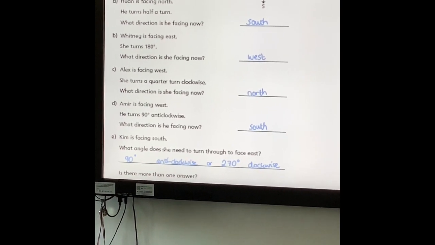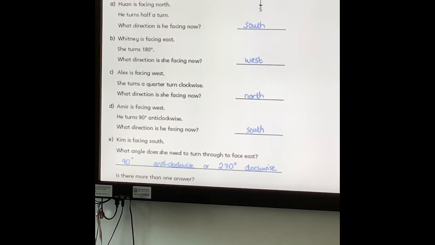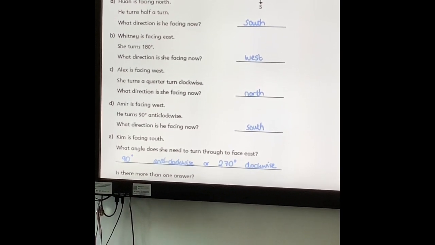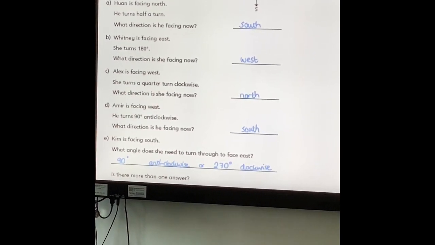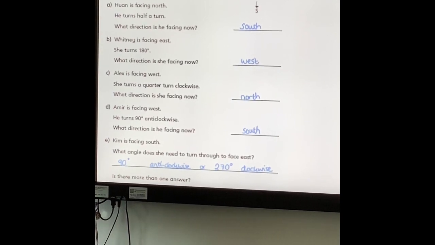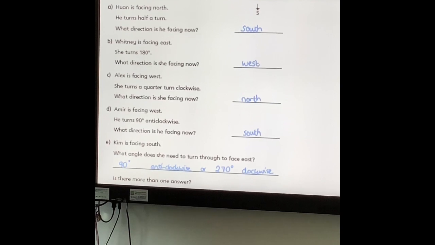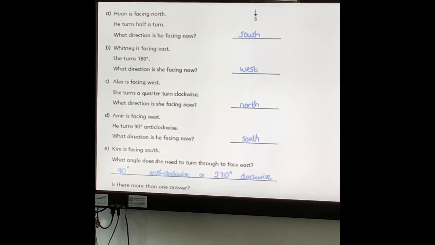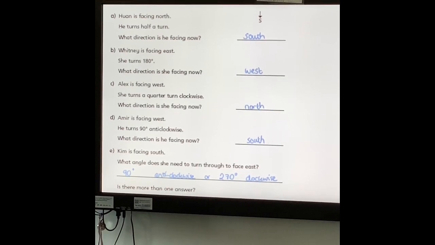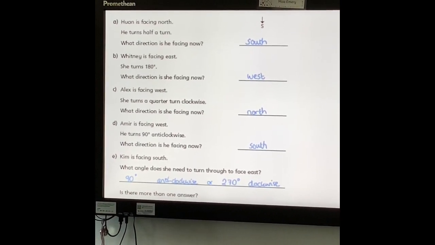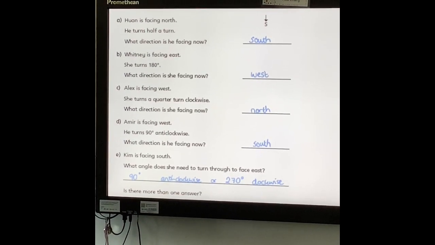Alex is facing west. She turns a quarter turn clockwise. What direction is she facing now? North. Now, the term clockwise, just in case you didn't know, the easiest way to think about clockwise and anti-clockwise is to think of a clock. If it's going clockwise, it's going the way the minute hand and hour hand go. So if you're stood at 12 o'clock and you do a quarter turn clockwise, you're going to end up at the 3, because you've done a quarter turn from 12 to 3.